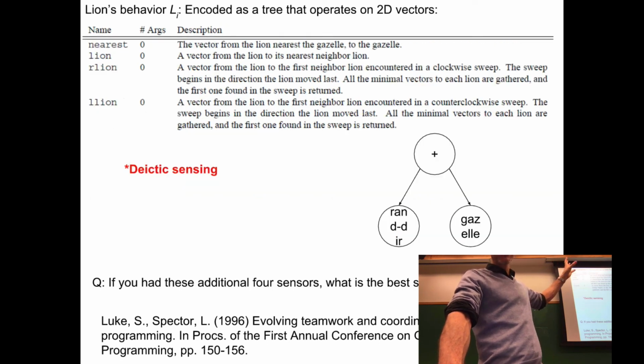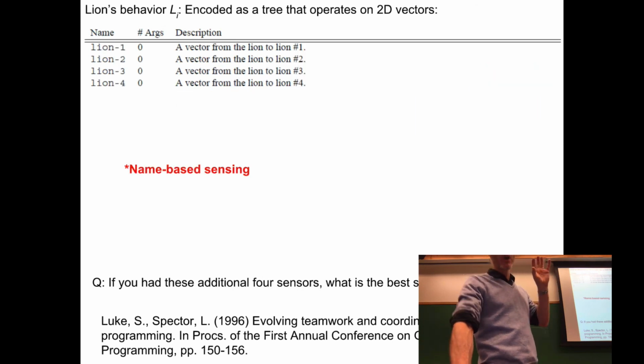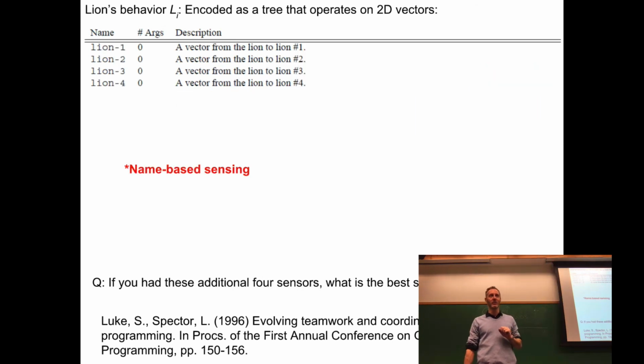Experiment 3 is we take these 4 variables out of the variable bag and we throw these 4 variables into the variable bag. So in experiment 3, we're now going to do name-based sensing. So now there are 4 additional vectors that can be incorporated into the GP trees. And these are the vectors that describe the connection between lion 1 and the gazelle, lion 2 and the gazelle, and so on, right? So we're naming the lions by name.